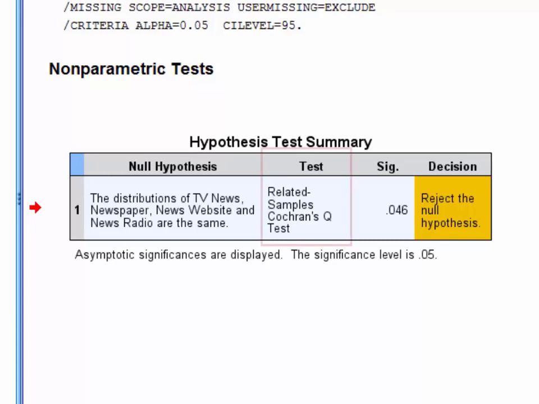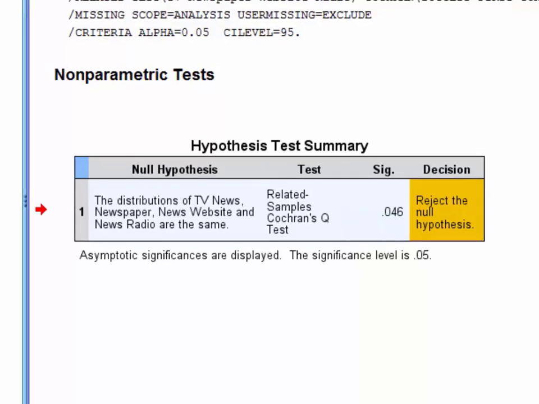So first we can see that a Cochran's Q test was run, and that the null hypothesis for this test was that the distribution of TV news, newspaper, news website, and news radio are all the same. So in other words, the different types of media are all consumed by the same number of people. They're all equally popular. Now we're in a position where we can reject this null hypothesis because the significance level for the Q test is less than alpha, which has been set at 0.05 by default.